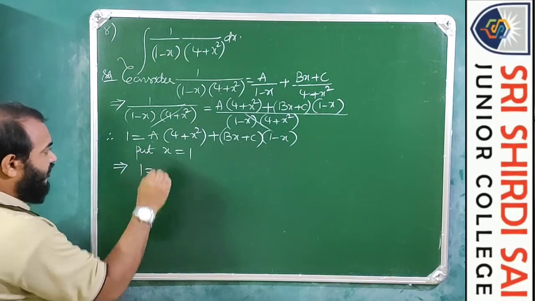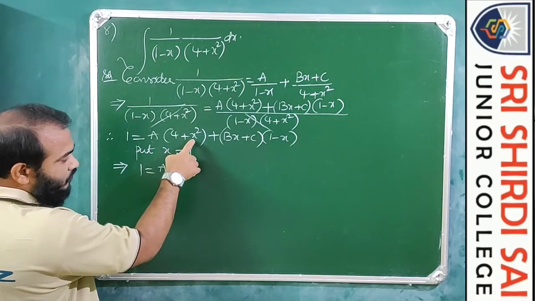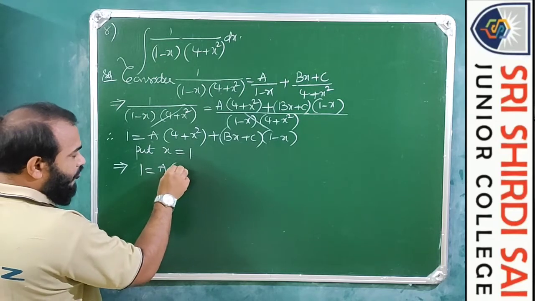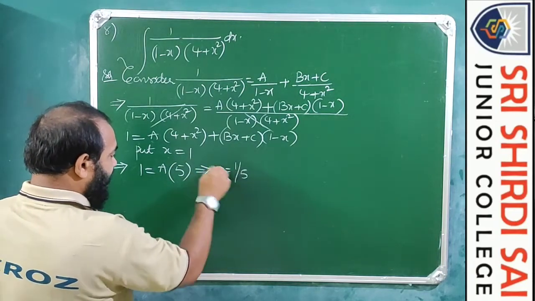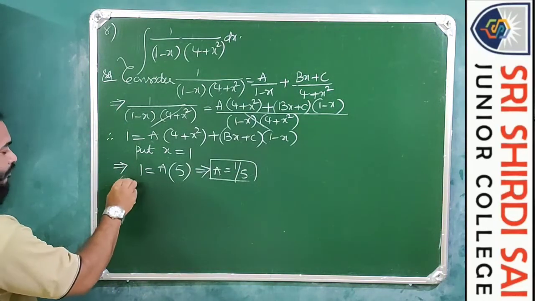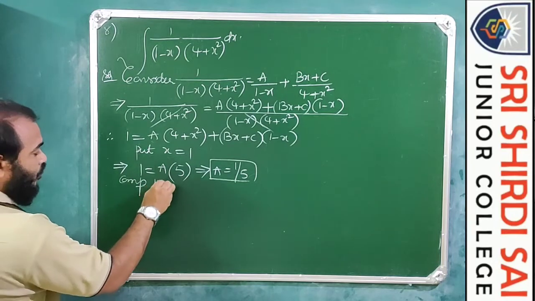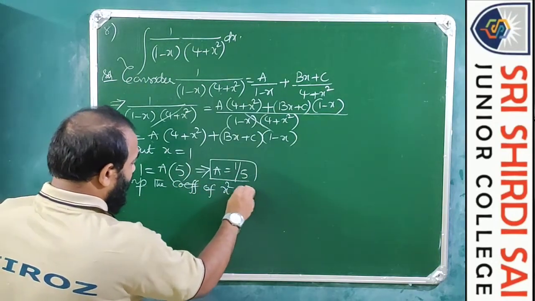That implies 1 is equal to a into 4 plus x square, that is 1 square. 4 plus 1 is 5. From this, a is equal to 1 by 5 we get. Likewise, comparing the coefficients of x square on both sides.